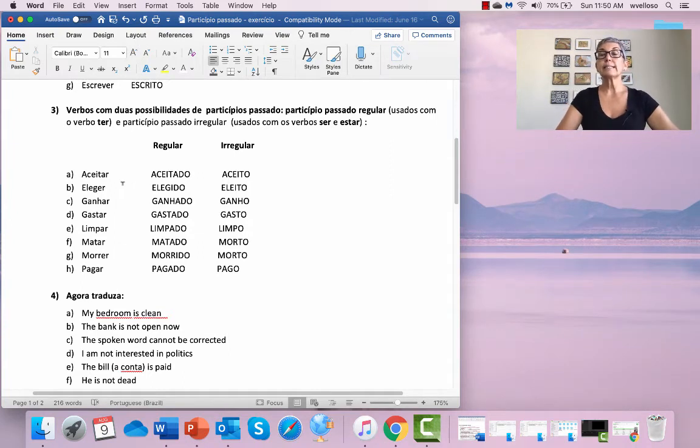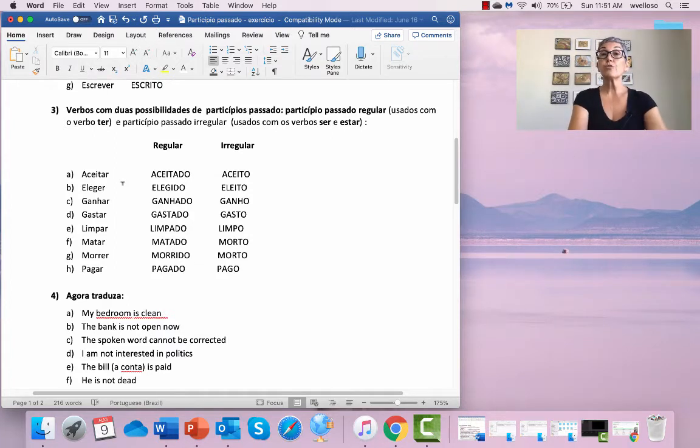And remember, this is something that I will mention later, when we start working with the passive voice and some exercises that we are going to do here. Remember that the past participle can be used to form a verb tense, the perfect tenses. Like, for example, we have studied a lot lately. Nós temos estudado muito ultimamente.